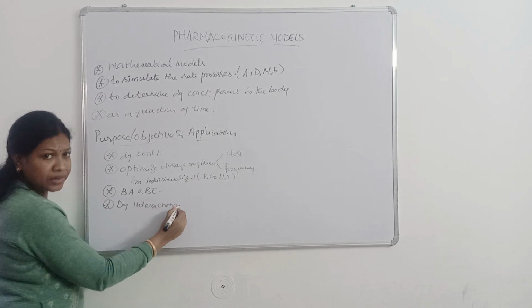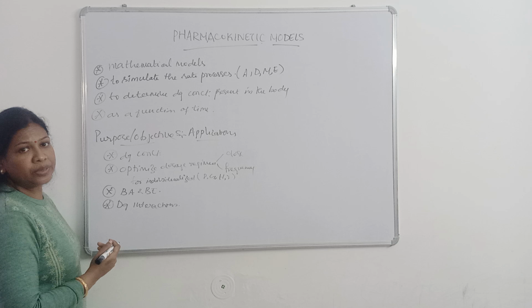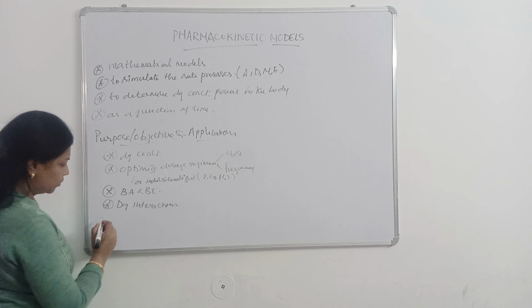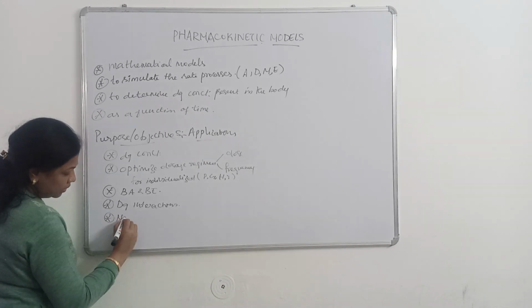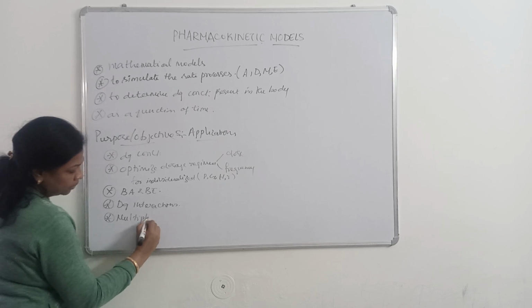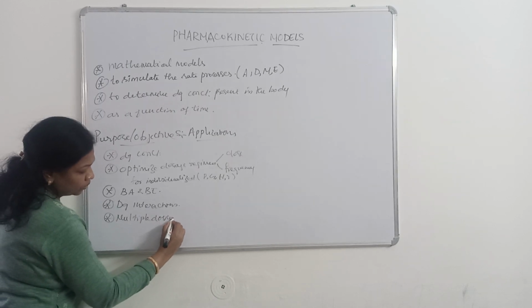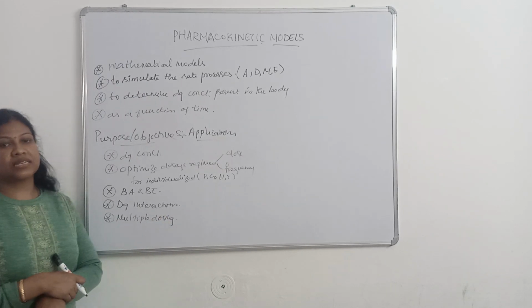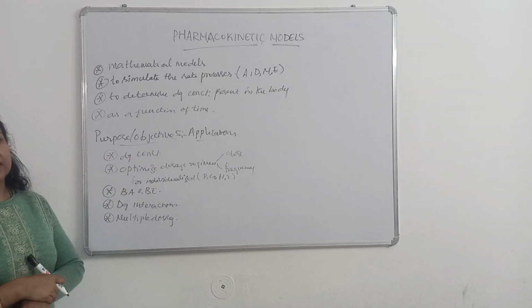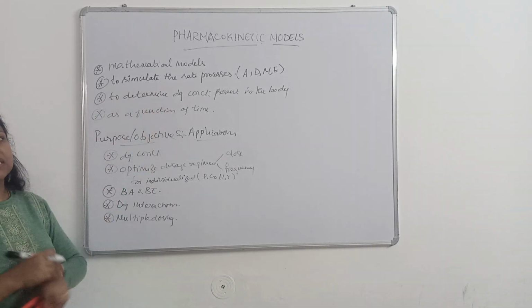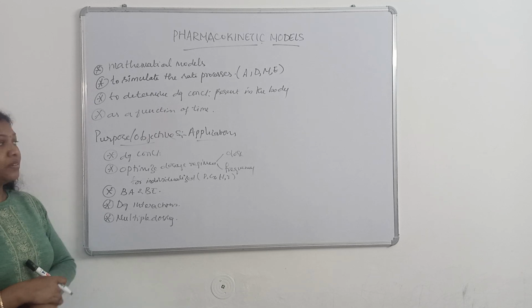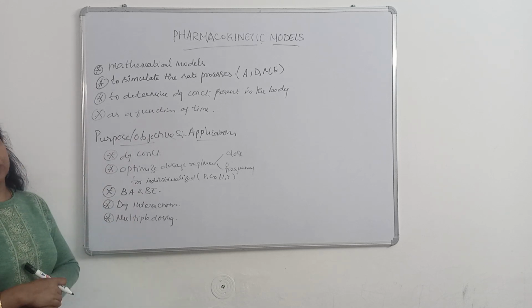If there is any interaction between the drugs, that also can be determined using this. And also, if you administer multiple dosing, in that case also you can determine the drug concentration. So all these things can be determined with the help of these pharmacokinetic models. So these are all the applications of pharmacokinetic models.